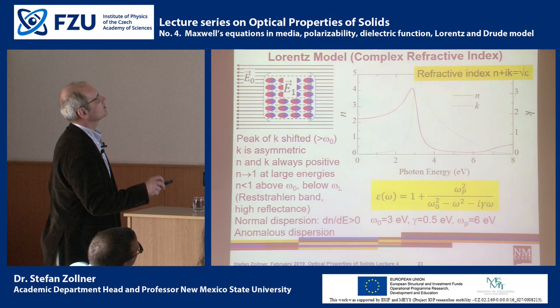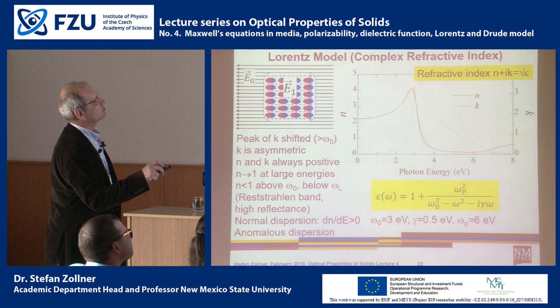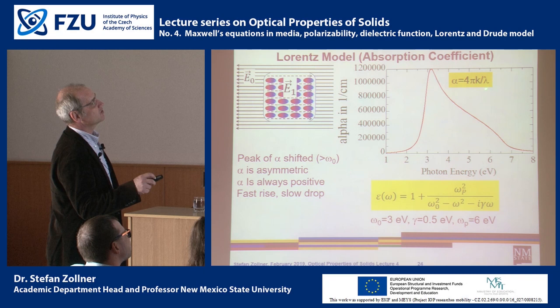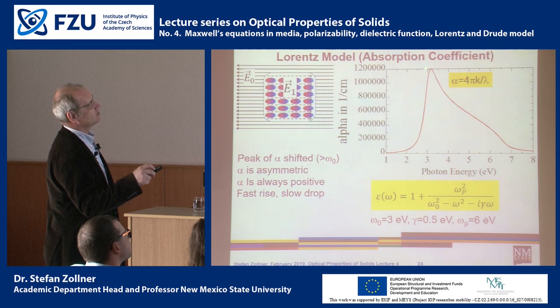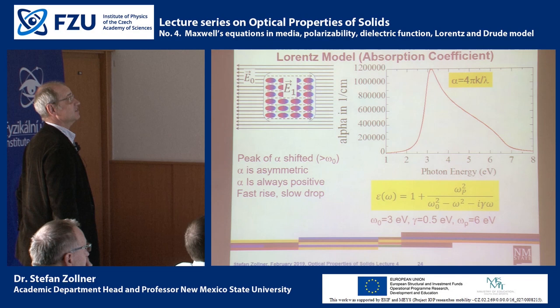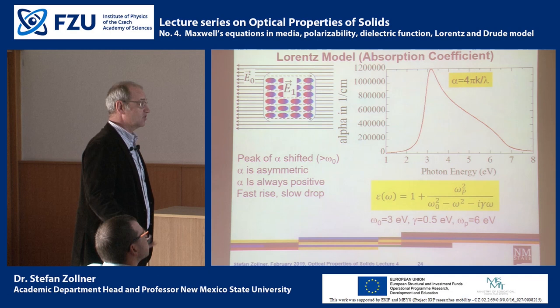So that's the refractive index, which looks quite different from the dielectric function. This is the absorption coefficient, which is 4 pi times the extinction coefficient divided by the wavelength. And that also is asymmetric. And we also see that the peak in the absorption coefficient is actually not at the resonance frequency, but it is somewhat higher. So again, if you plot the absorption coefficient by itself, you will not find the resonance frequency.